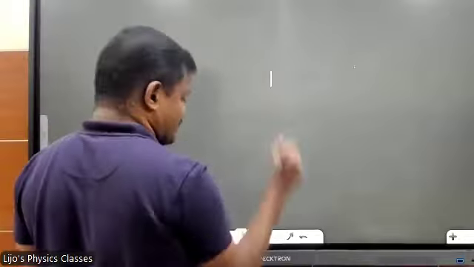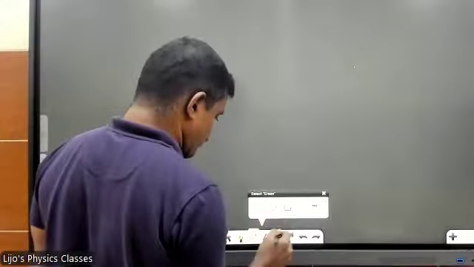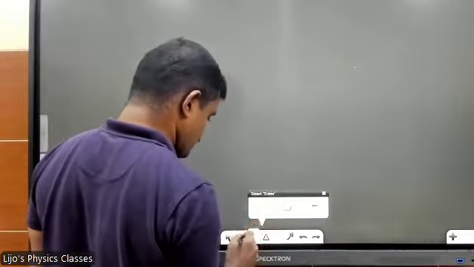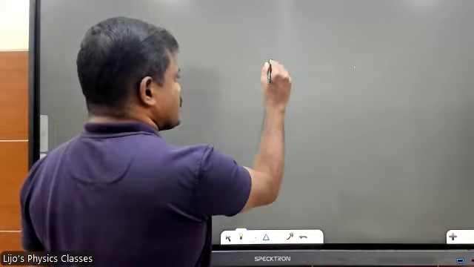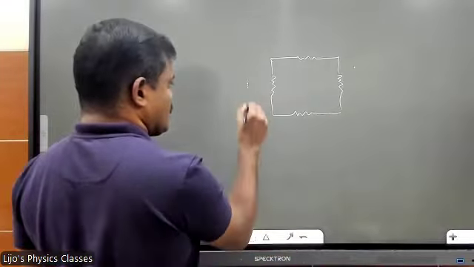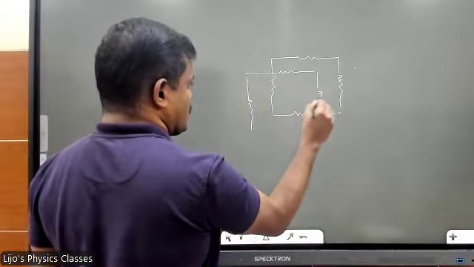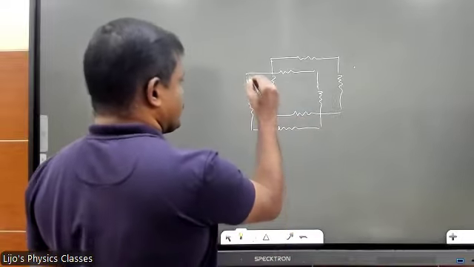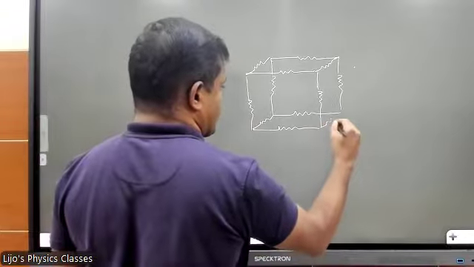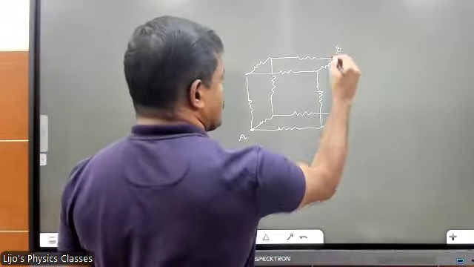Question number 1, find the effective resistance between A and B in the following diagram. It's called a skeleton network.